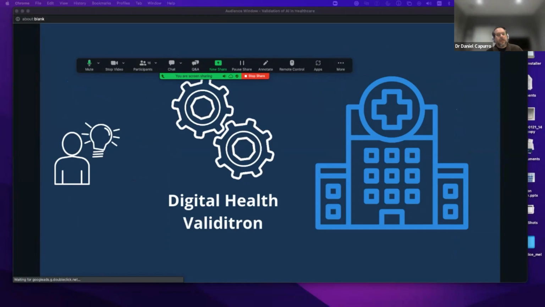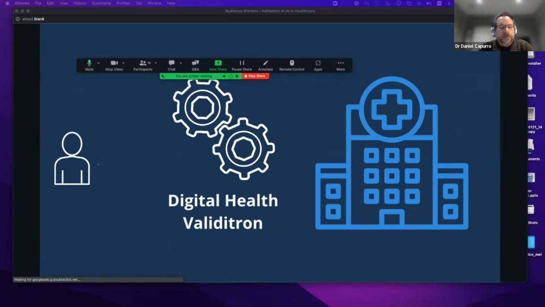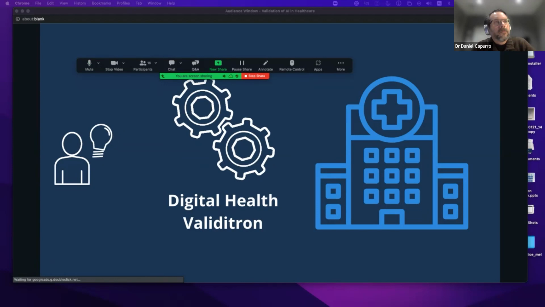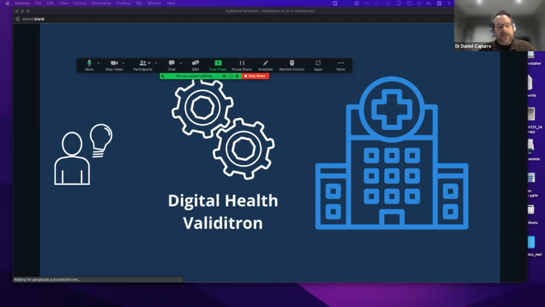I used to work as the chief medical information officer for a hospital a few years ago, and every week I would receive some researcher or some startup company coming with their product or their idea, and they wanted to test it in our hospital. And again, I had the chicken or egg conversation with them. So what we're doing with this digital health validitron is setting up infrastructure and processes to allow innovators to bring their innovations and understand and design the best clinical workflows to connect this algorithm to the healthcare system.